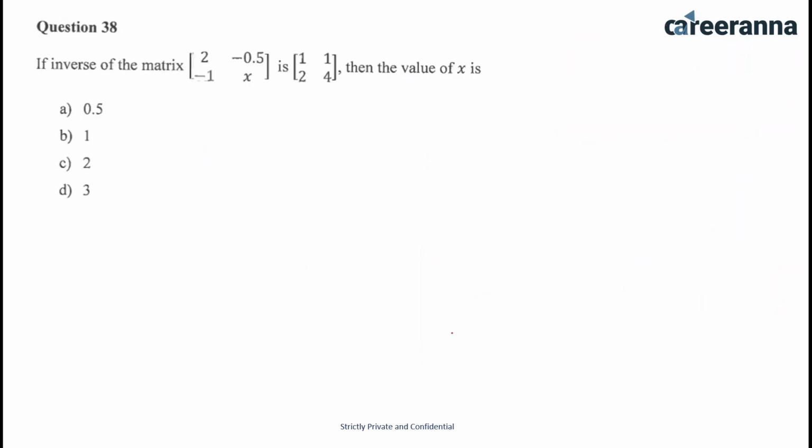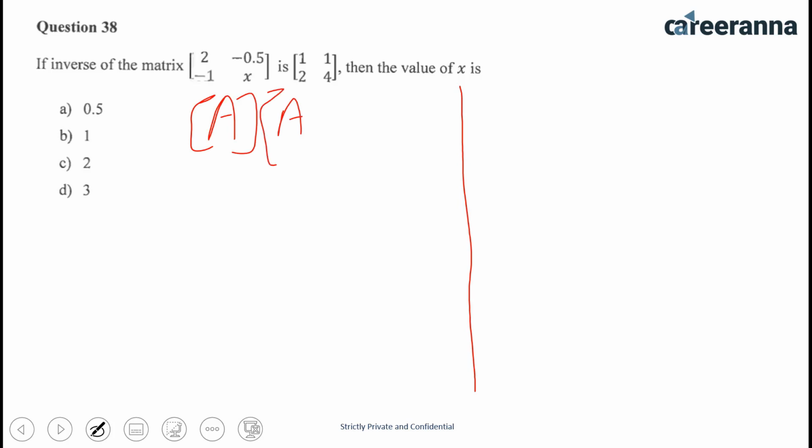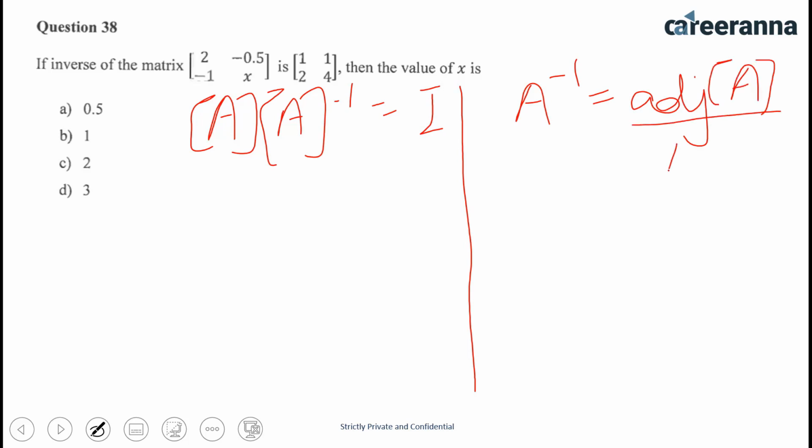The inverse of the matrix [2, −0.5; −1, x] is [1, 1; 2, 4]. Then the value of x is. We can solve this question in either of two ways. First one is using A times A inverse is the identity matrix, or A inverse will be equal to adjoint of A upon determinant of A. So there are two ways to solve this.